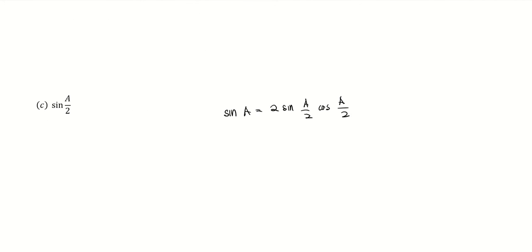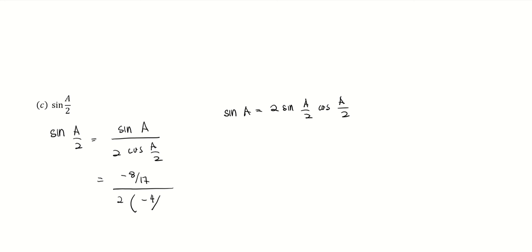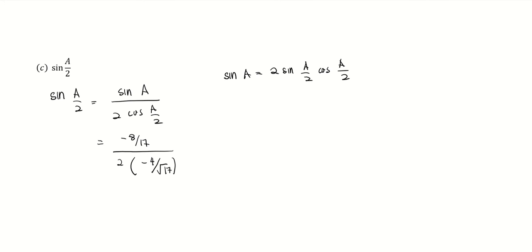So if we rearrange, we will get sin A over 2 is equal to sin A over 2 cos A over 2. And sin A is negative 8 over 17, and cos A over 2 is the previous answer, which is negative 4 over square root 17. So we can simplify this. This is equal to square root 17 over 17.